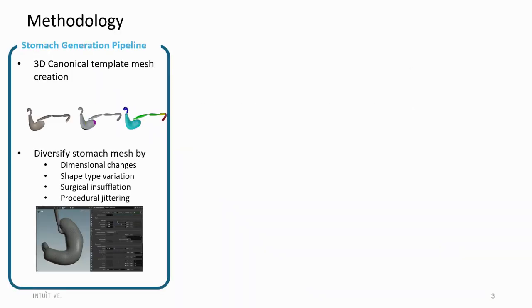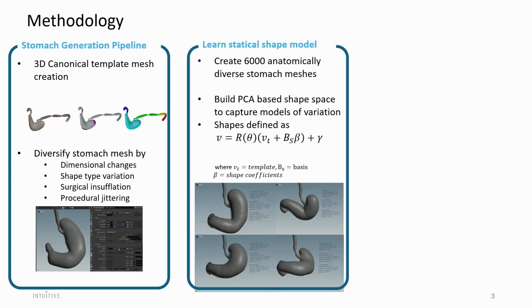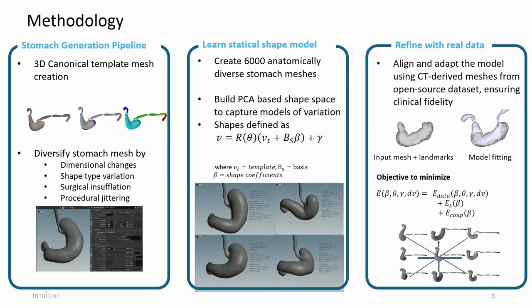Our methodology is composed of 3 steps. In the first step, we build a 3D canonical template mesh. The creation of the stomach mesh was diversified through various dimensional and geometrical variations. In the next step, we created a statistical shape model from a diverse stomach mesh collection, which served as the foundation for our PCA-based shape space that captured the model variation. Finally, we refine our model with real-world data by aligning and adapting it to CT-derived meshes from an open-source dataset, ensuring clinical fidelity.